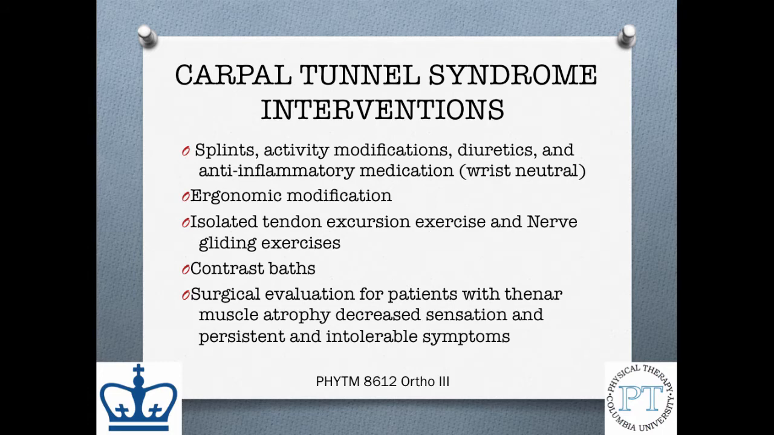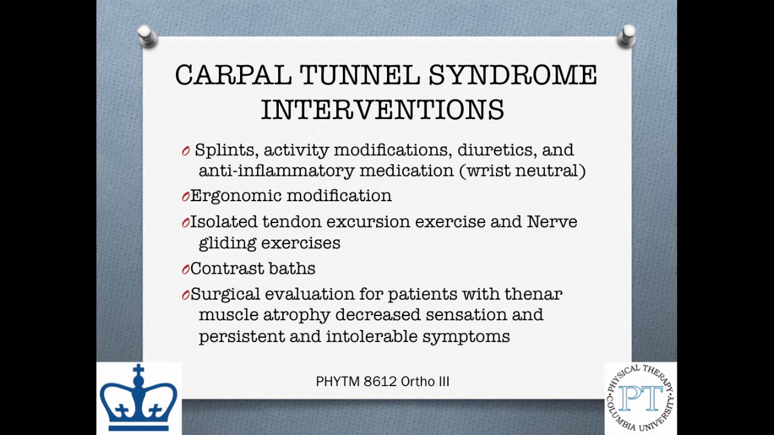So what do we do for patients with carpal tunnel? Typically, patients are splinted in a neutral to slight extension position at the wrist. Patients are encouraged to modify their activities to avoid those activities that flare up their symptoms. If swelling is an issue, patients may be given a diuretic or anti-inflammatory medication. An ergonomic modification or workstation setup evaluation may occur, where the patient's workstation is evaluated to make sure everything is positioned properly so that there are not excessive forces placed on the body.